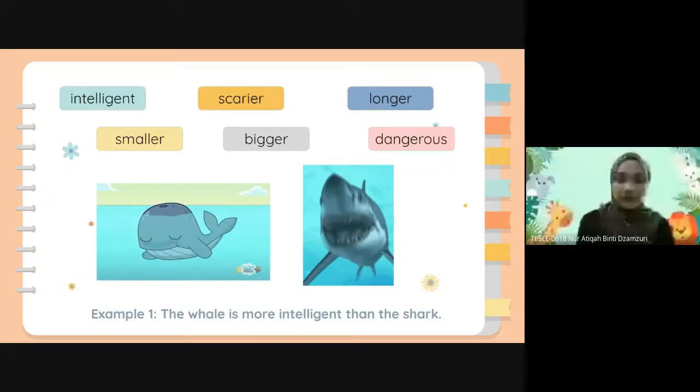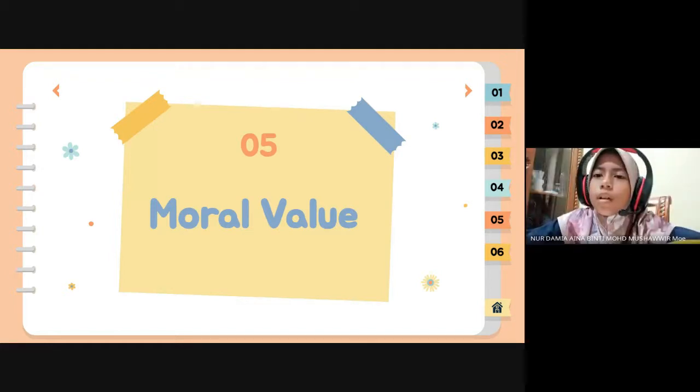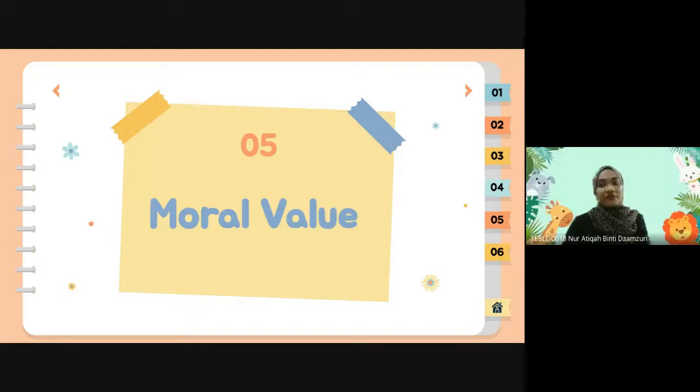Okay. Now we have come to an end. You want to finish already? Okay. This is the last slot for today, which is moral value. Moral value is nilai. Nilai. What is moral value? Okay, very good. Moral value is nilai.